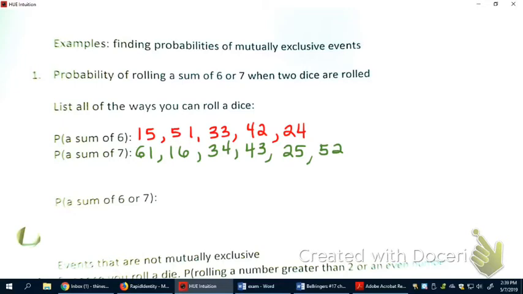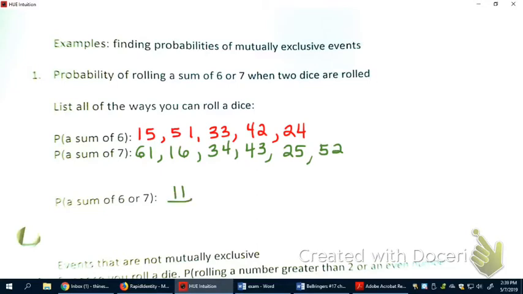So how many is that? 1, 2, 3, 4, 5, 6. For number 6? I'm wanting a sum of 6 or a sum of 7. So all of that's got to go together. So there's 11 of them.